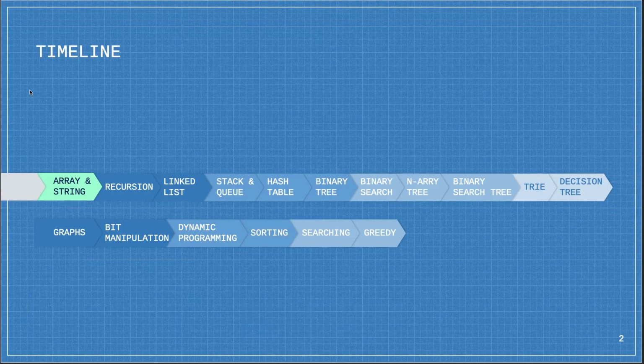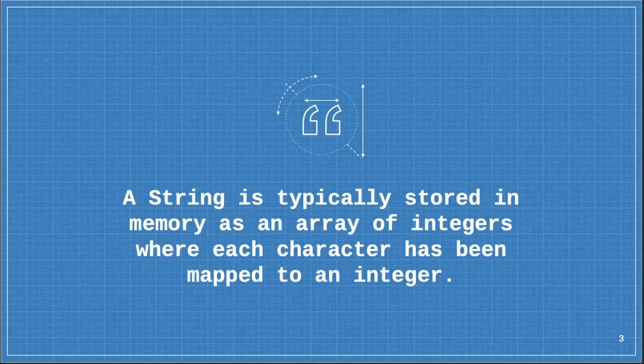Now let's move on with understanding strings. A string is typically stored in memory as an array of integers where each character has been mapped to an integer. The way this has been done is through character encoding standards like, for example, ASCII. In ASCII, uppercase A has value 65, for example. You can read more about ASCII and other encoding standards on Wikipedia.